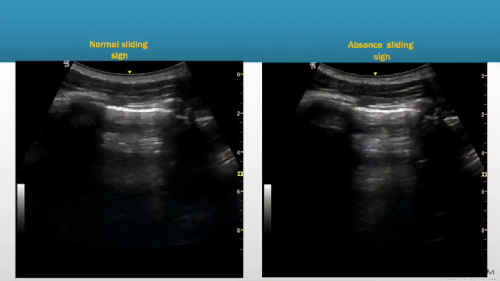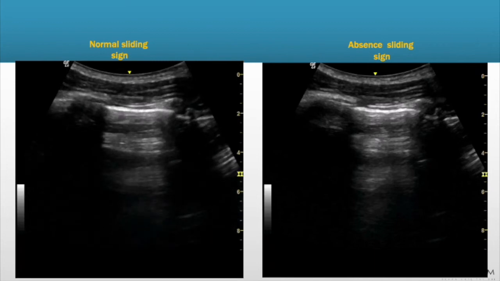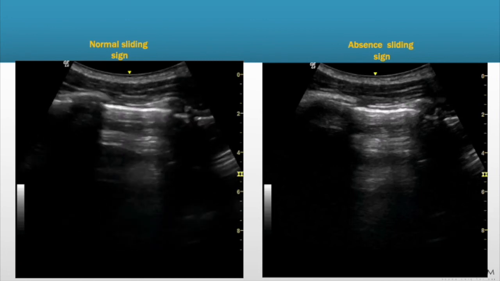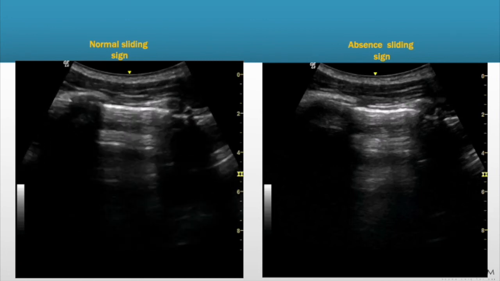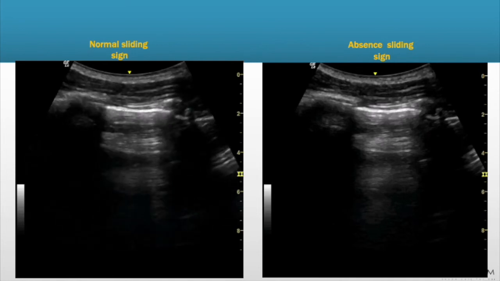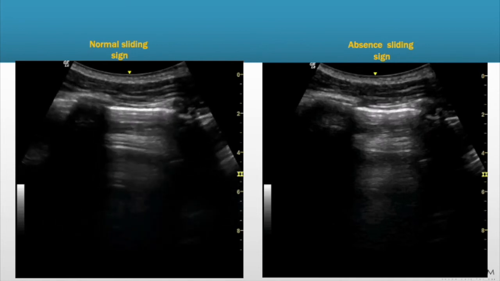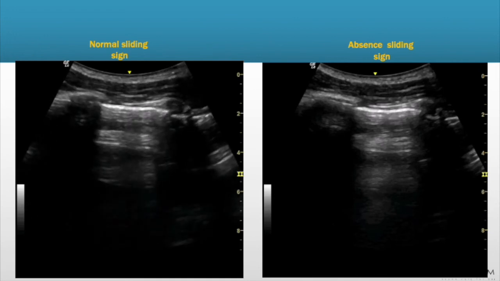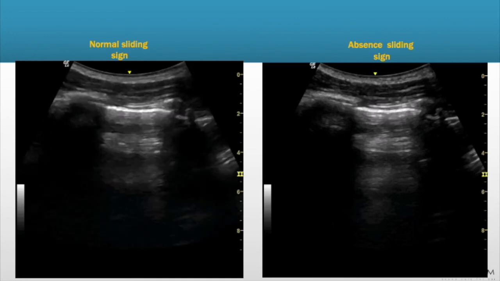The left video shows normal sliding sign. You can see it's moving, right? And the right video shows absent sliding sign. Can you appreciate them? Okay, one more time. Normal sliding sign. And absent sliding sign.